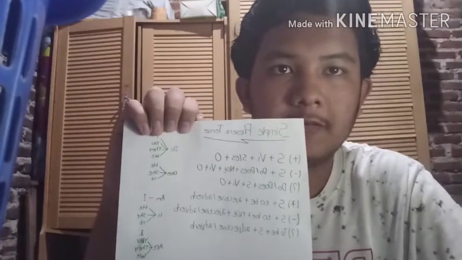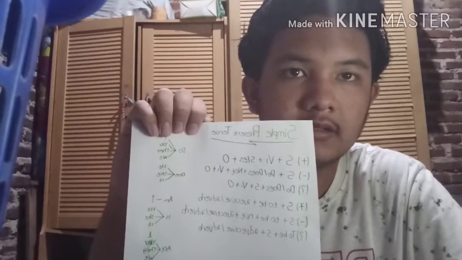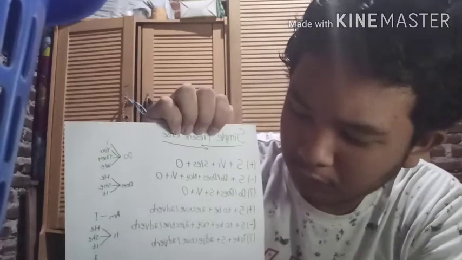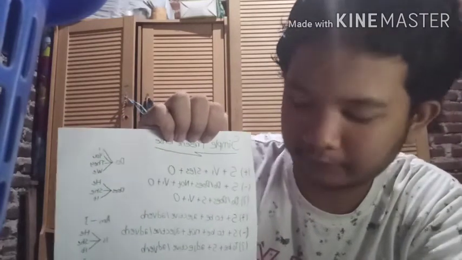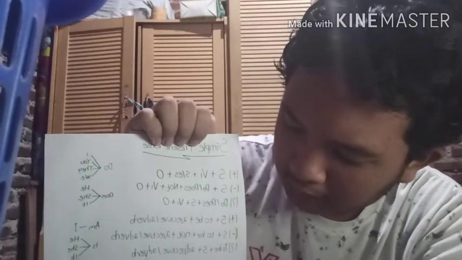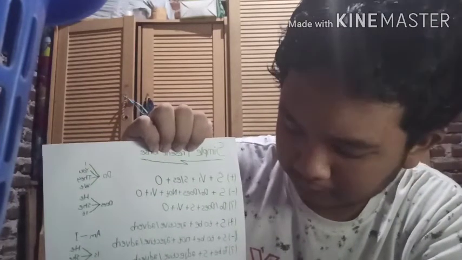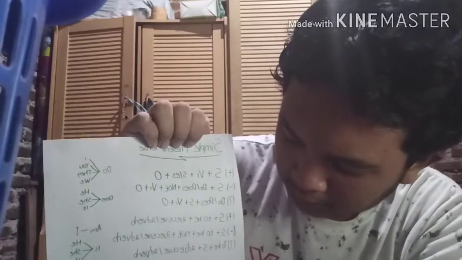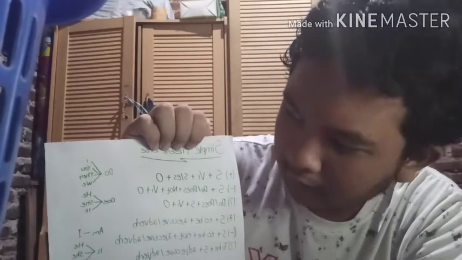As for the simple present tense formula that does not use verb 1, for positive sentence use subject plus to be plus adjective or adverb. For negative sentence, use subject plus to be plus not plus adjective or adverb. For interrogative sentence, use to be plus subject plus adjective or adverb.